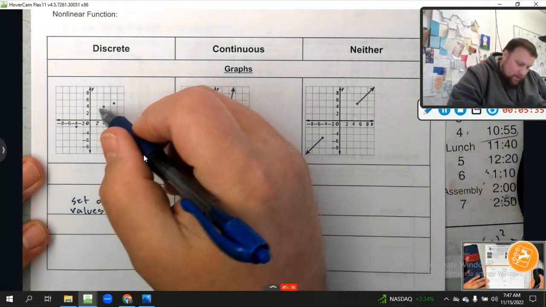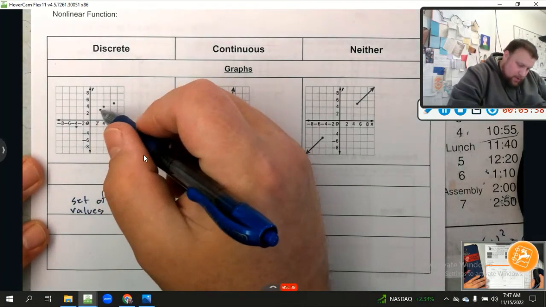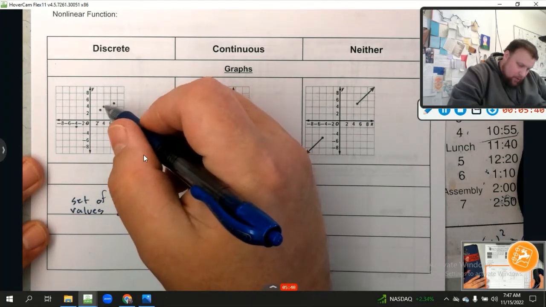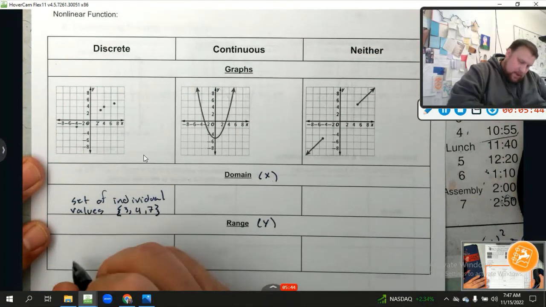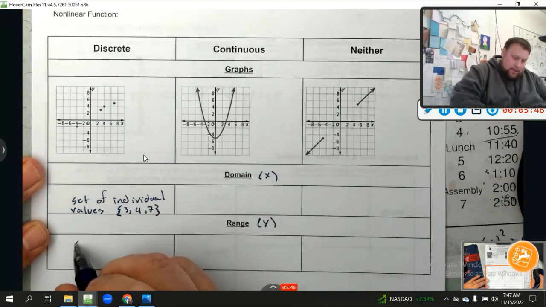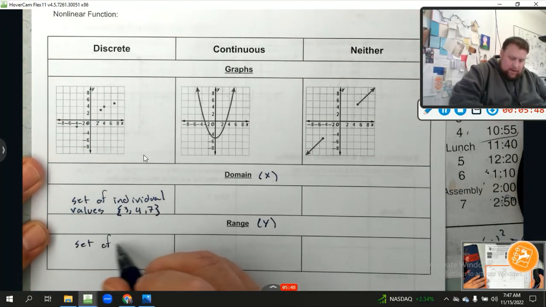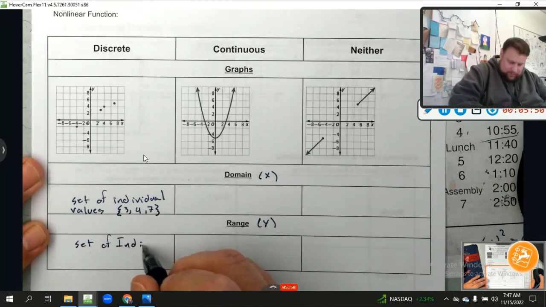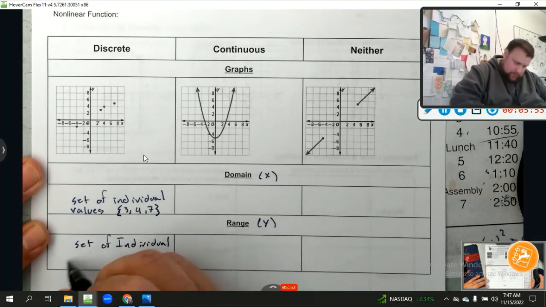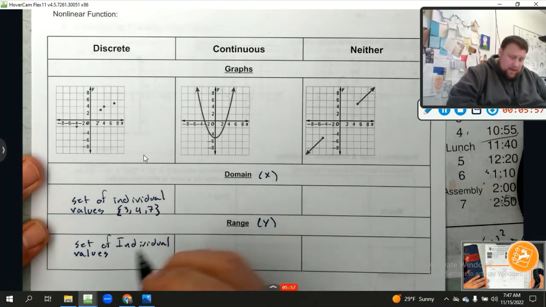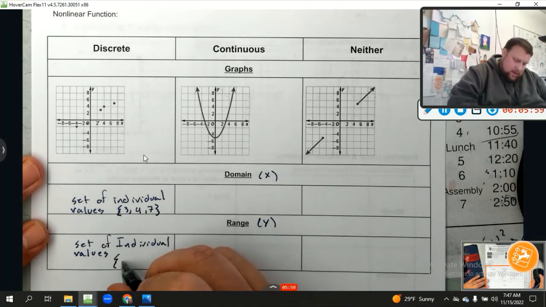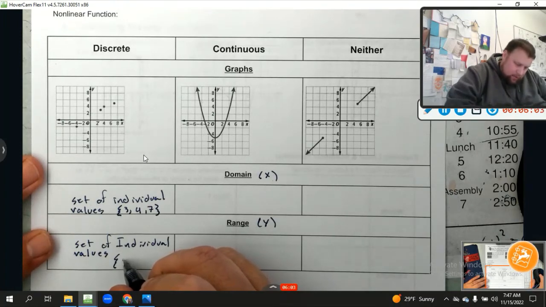If we look at the y values, again, each one's going up by 2. That would be 3, 4, and 5. So again, the range is just going to be another set of individual values. There's no pattern to how these are growing necessarily. There could be, but there's not necessarily. And this is just the set of 3, 4, 5.